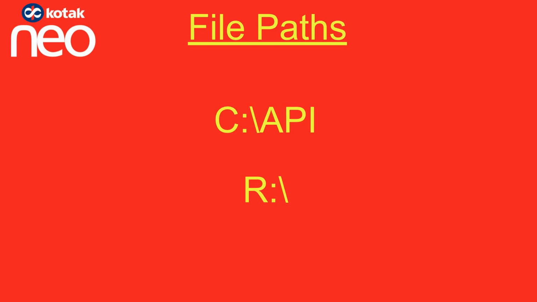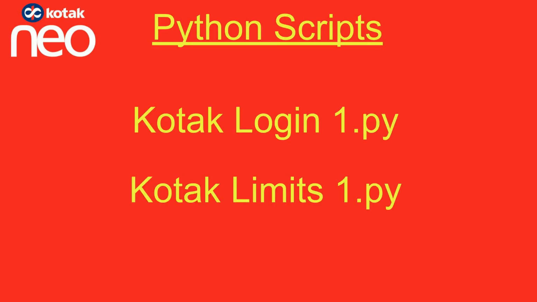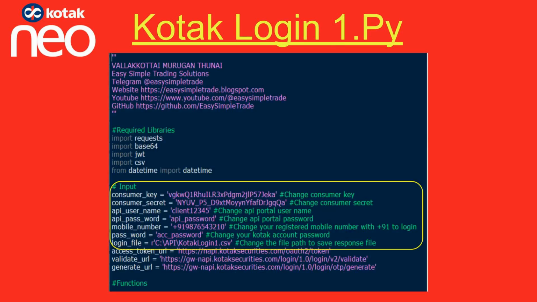Create a folder named API in the C drive to save Python scripts. The RAM disk, drive R, will be used for saving API response files. Download the Kotak login and Kotak limits scripts from my GitHub repository and place them in the API folder. Open the Kotak login Python script in an IDE or Notepad and update the details with your credentials.